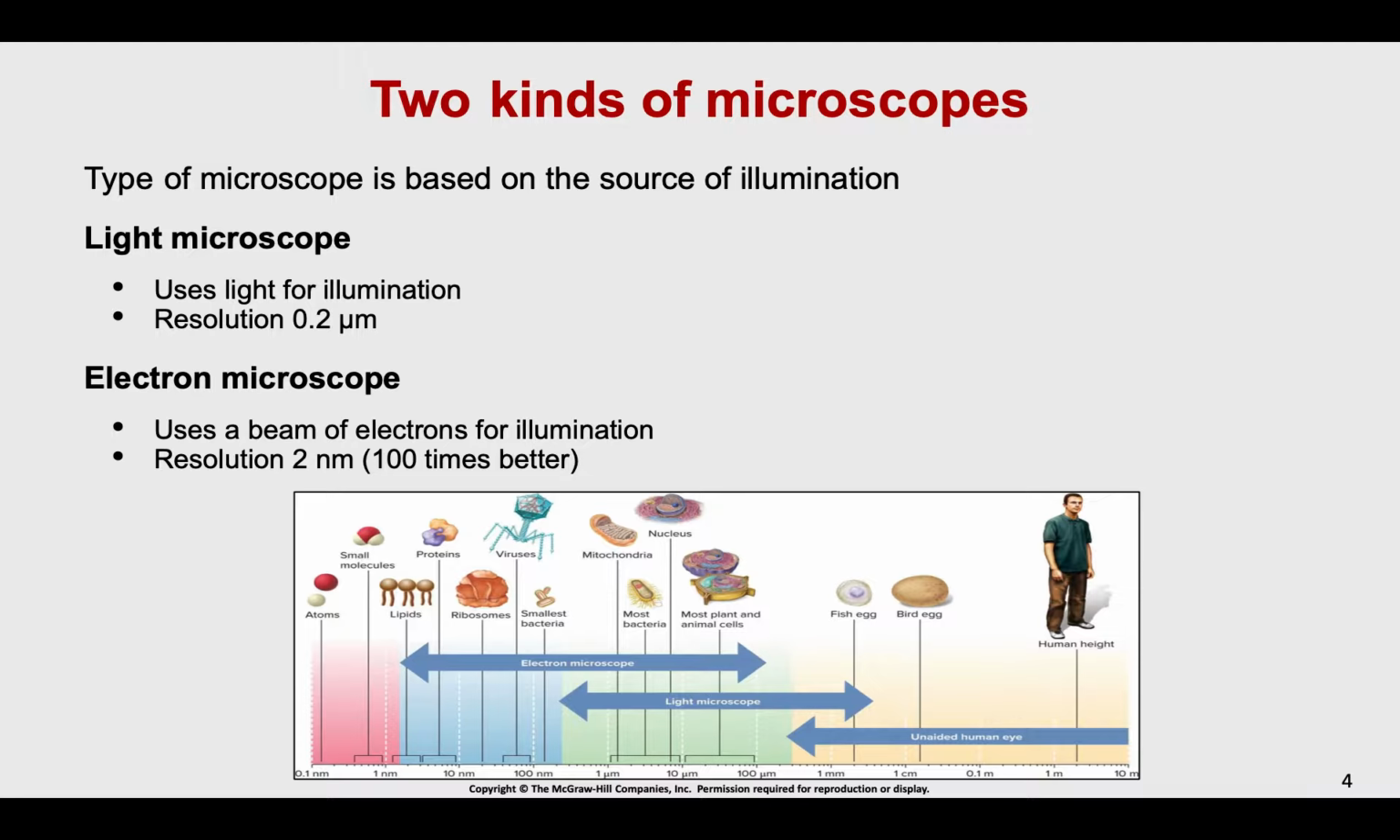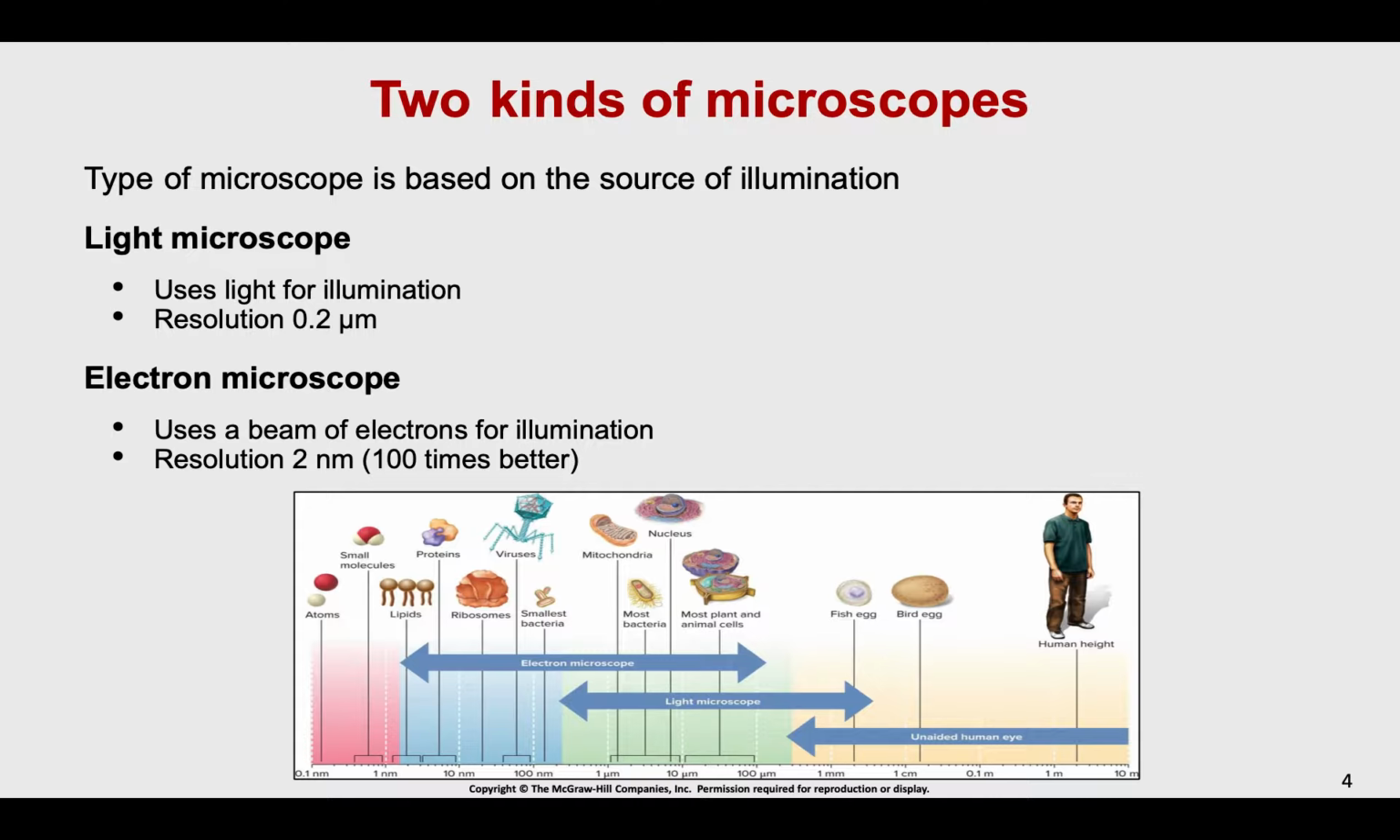Electron microscope. All right, so an electron microscope, it doesn't use light anymore. Instead, it uses a beam of electrons to help illuminate what you're looking at. All right, so I don't expect you to go into any more depth on that for electron microscopes. They're awesome tools, though, because they have a really, really high resolution. All right, we can see even smaller with an electron microscope, down to 2 nanometers, which is 100 times better than a light microscope. They're pretty cool.